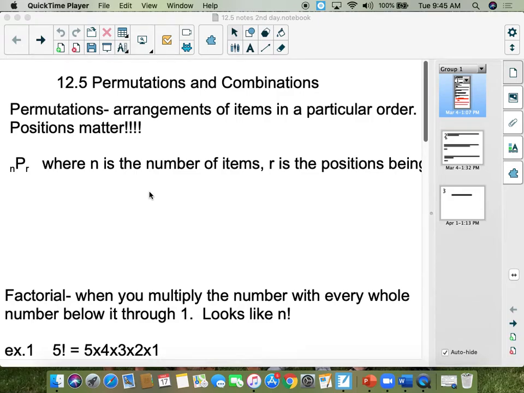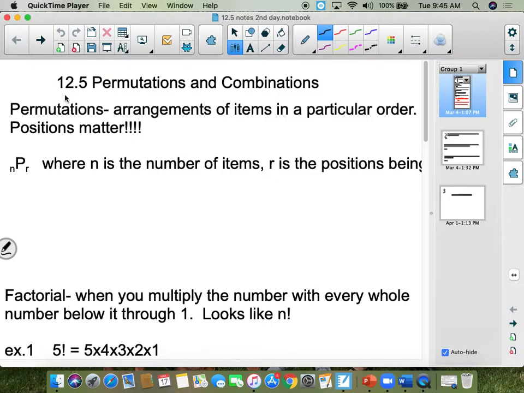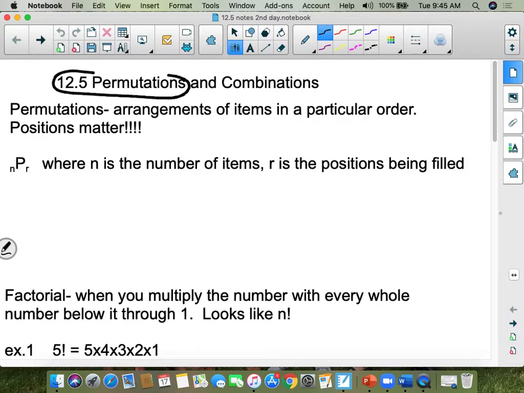Okay, today we're going to learn about permutations only. On the second day, you're going to learn about combinations. I'm going to break this up into two sections so you can watch two different videos.